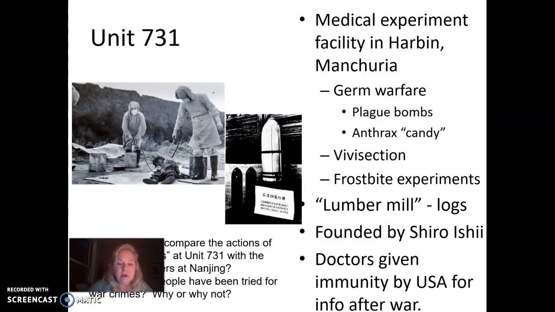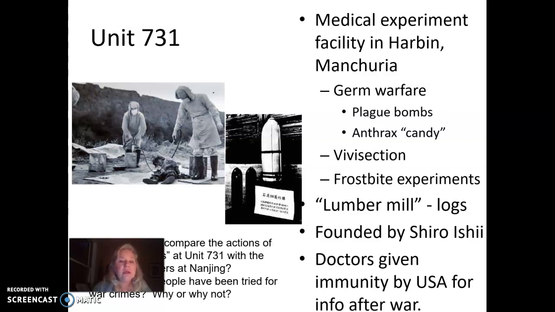After the war, and this is very controversial to this day, the doctors that worked in Unit 731 were given immunity from prosecution by the USA in exchange for the information that they could get from them. For example, what happens with frostbite. Many, if not most of the doctors or the people that participated in the medical experiments in Germany were arrested, and most of them were actually executed. So this was not the case in Japan. And as I said, there is still to this day some controversy about why that was the case.